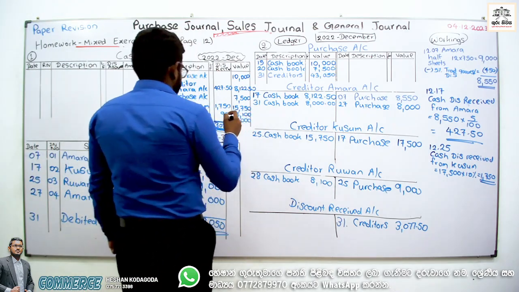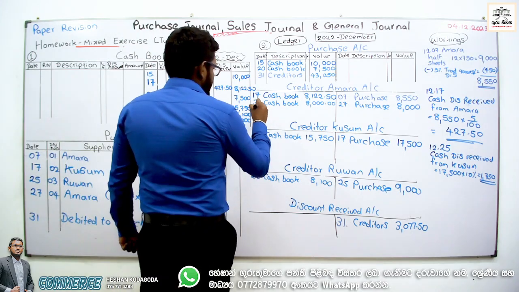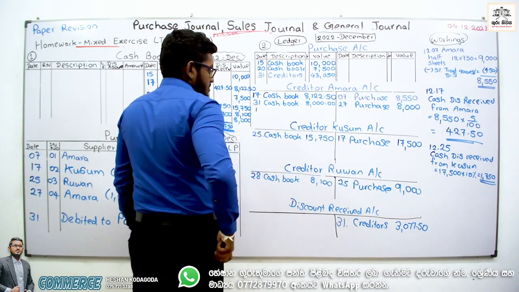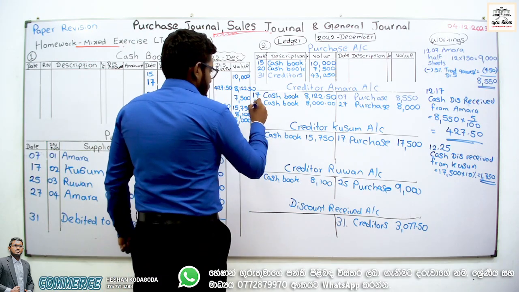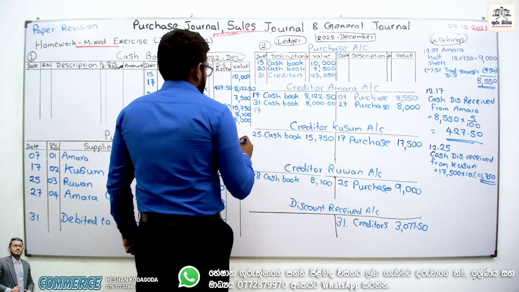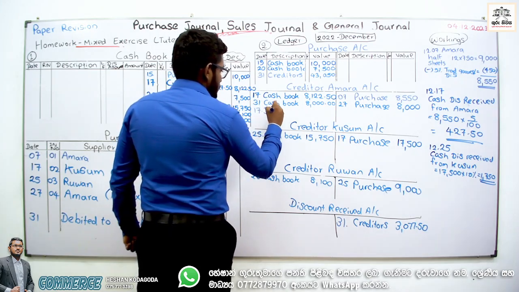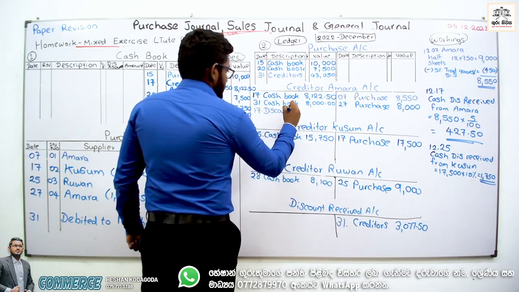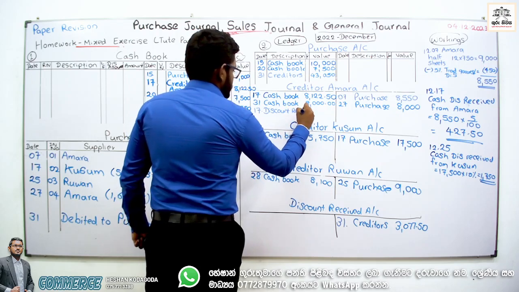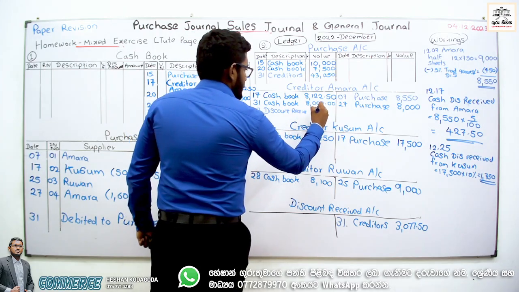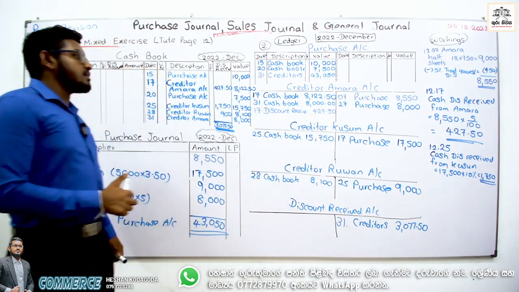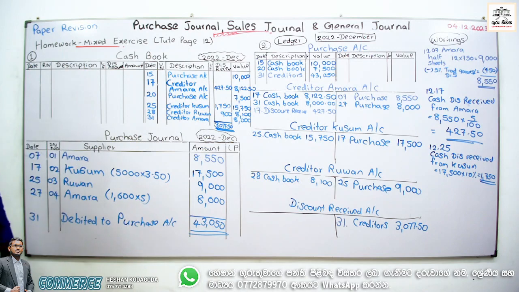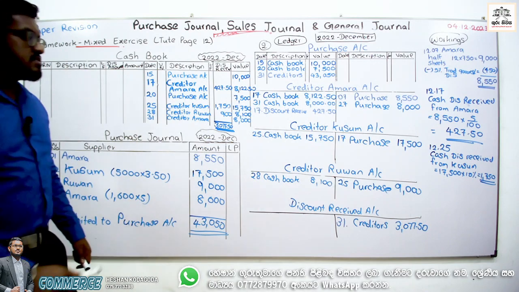Amara, okay, 17th. Amara 17. You can write this is a discount received, 427.50. Now if you take the balance carried down and balance brought forward of this creditor Amara account, how much should be given? 0, because there are no balances, right?